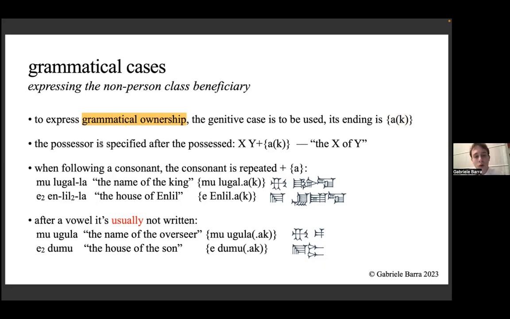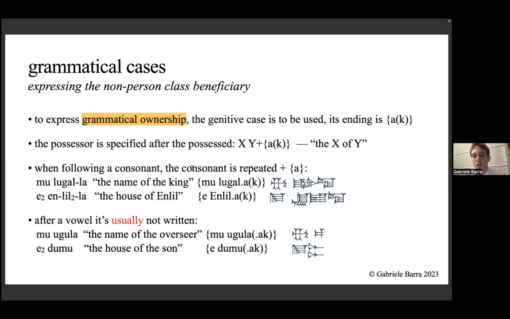Again, we'll see how and why. So how do you form constructions with the genitive? As follows. The possessor is specified after the possessed. So if we have x, y, and then -ak, it would be the x of y. So the possessed x of y is again after the possessed.